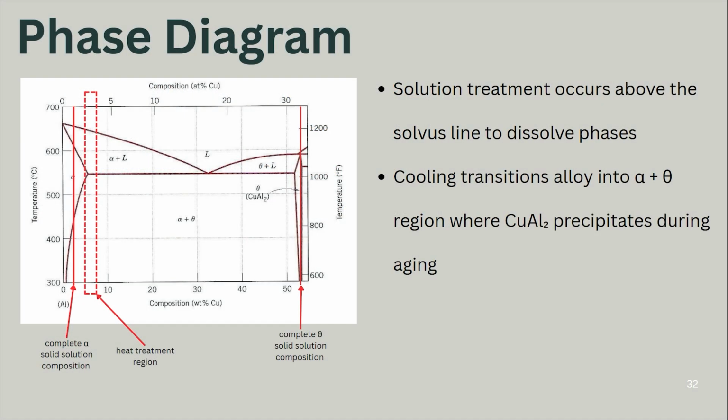This is the phase diagram of the copper aluminum system. You can see the alpha phase region on the left side and the theta phase, or CuAl2, forming on the right side. You have the eutectic point at about 11.8% copper and 548 degrees Celsius, where alpha transforms into alpha plus theta. The solvus line, which runs horizontally at the temperature, marks the upper limit of alpha phase stability. In solution treatment, the research used the 5% to 6% copper region to fully dissolve the secondary phase before quenching.